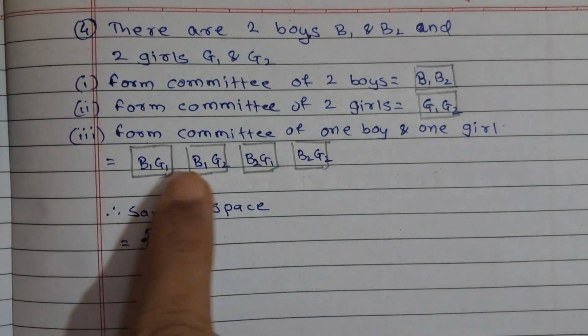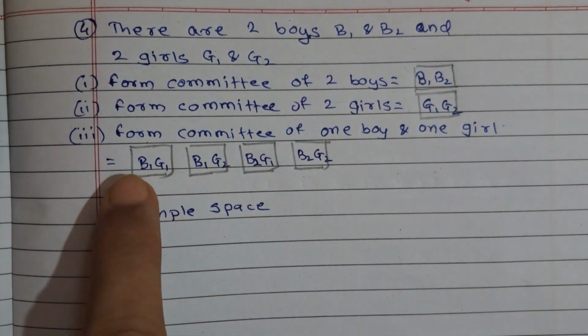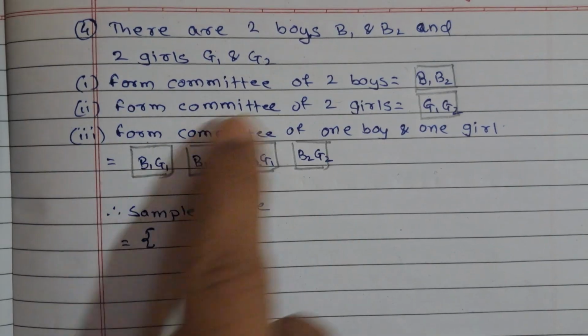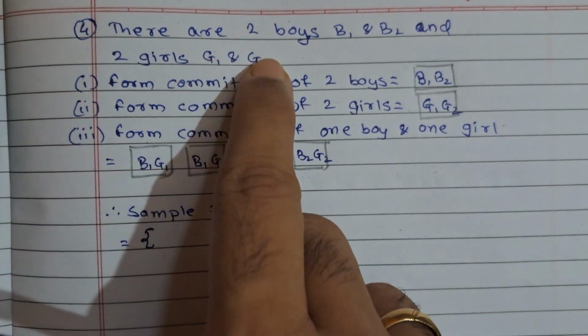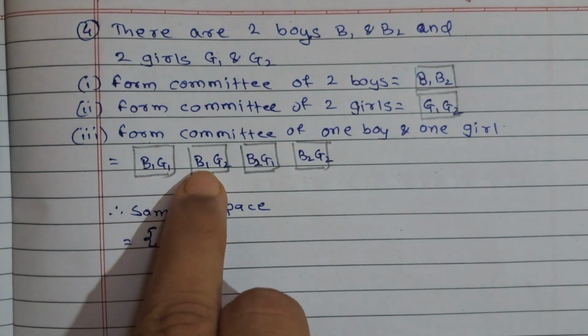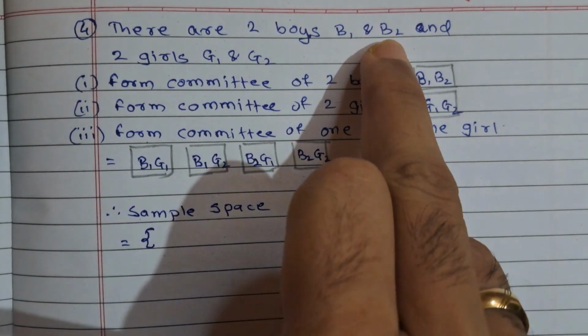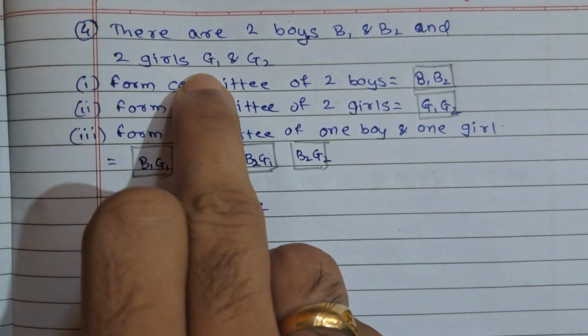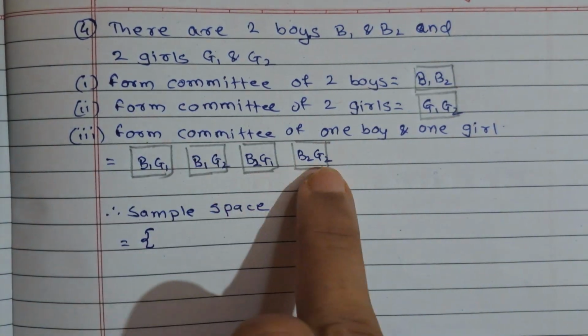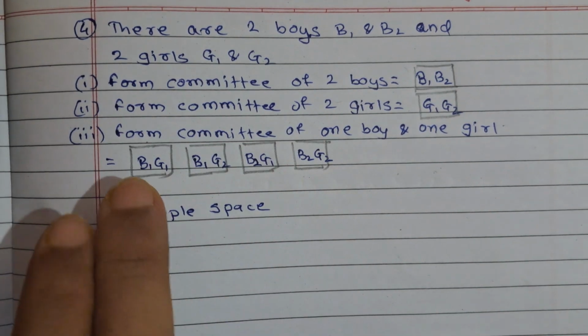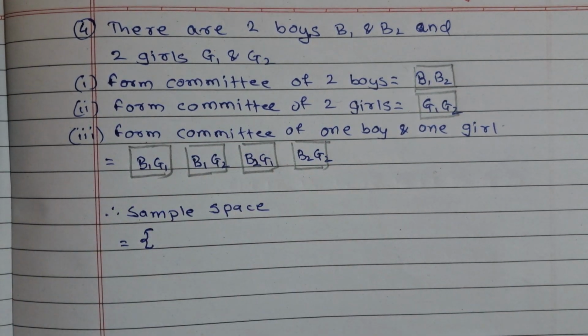So these are all the possibilities that I can have with one boy and one girl. So simply I took this boy with both the girls, like boy 1 with girl 1 and girl 2. Then as a second combination I took this boy 2 with this girl and boy 2 with this girl. So these are the possibilities where I can have one boy and one girl in the committee.